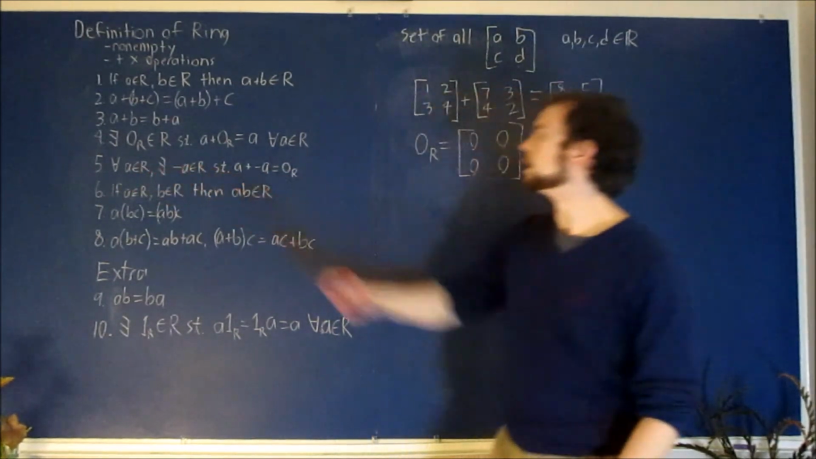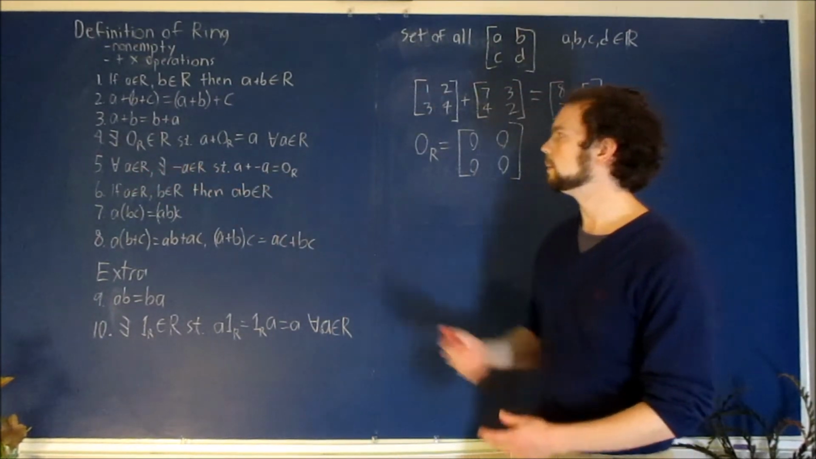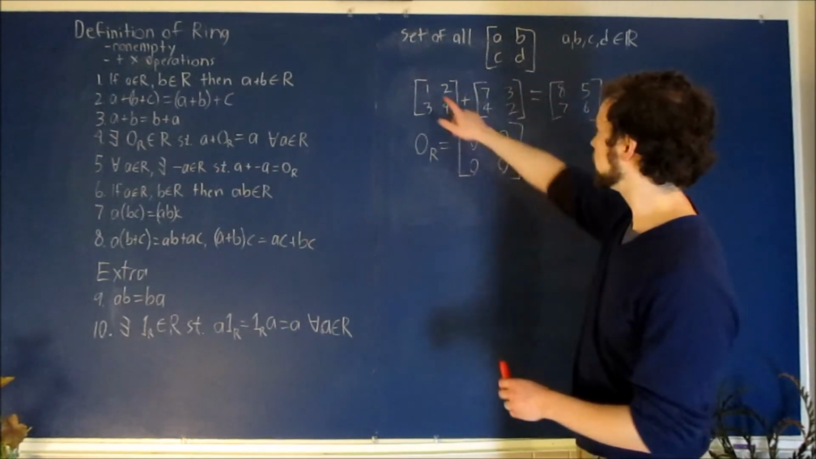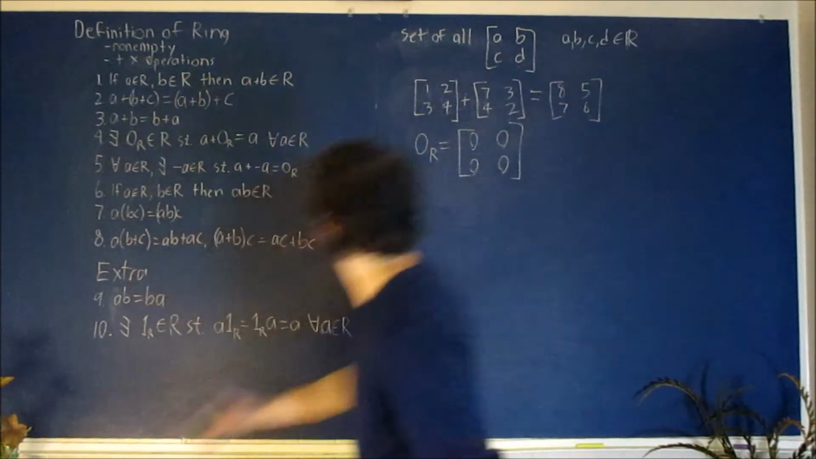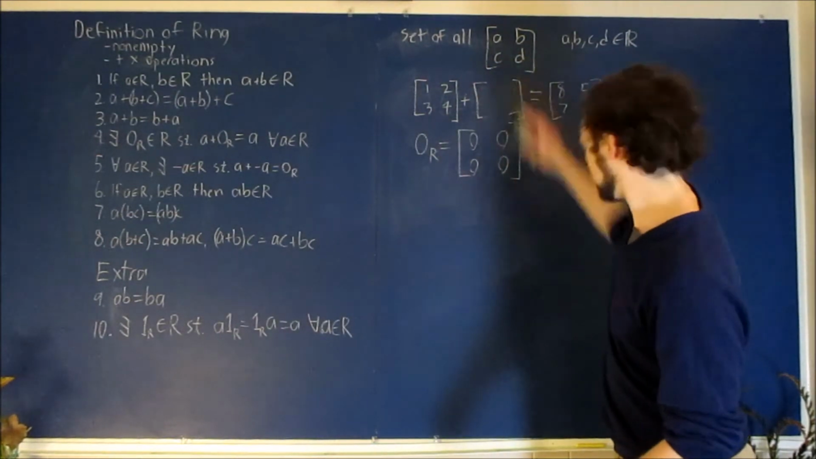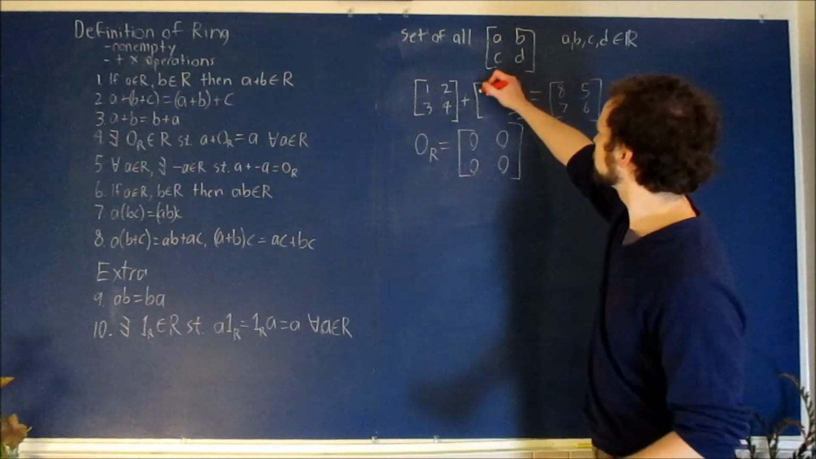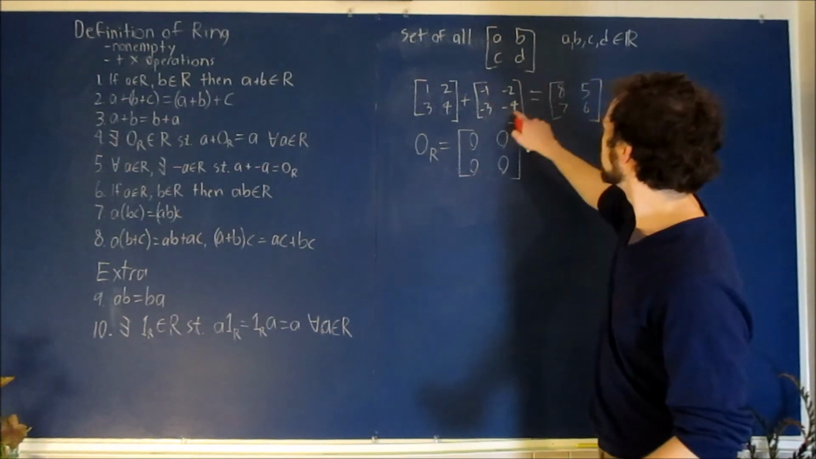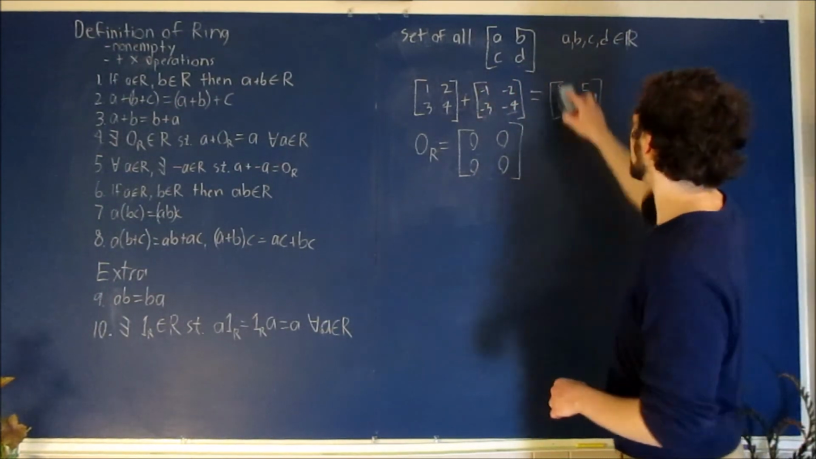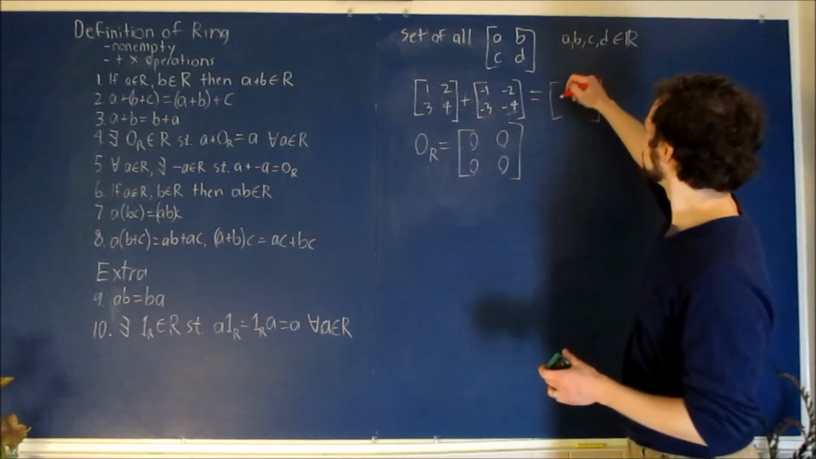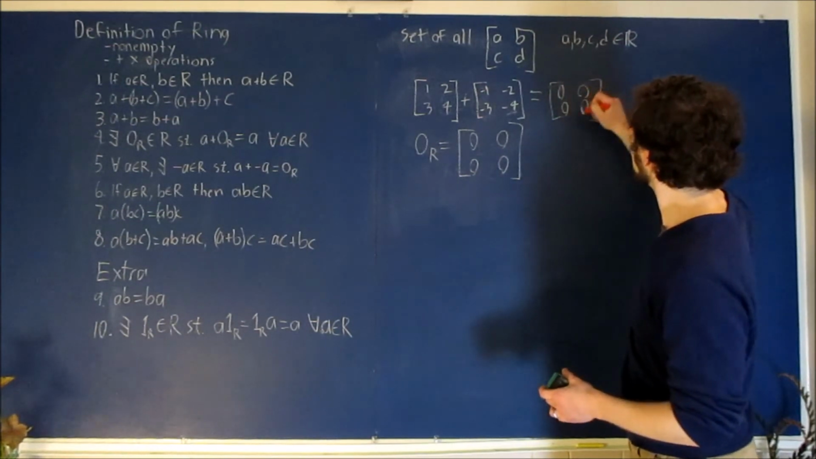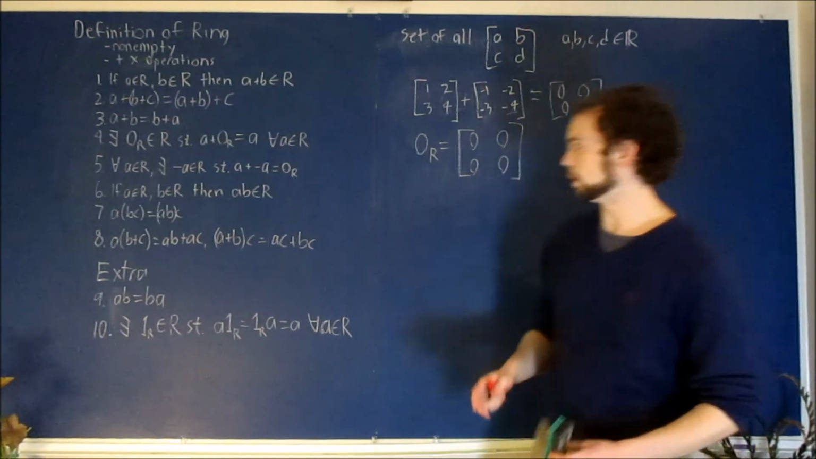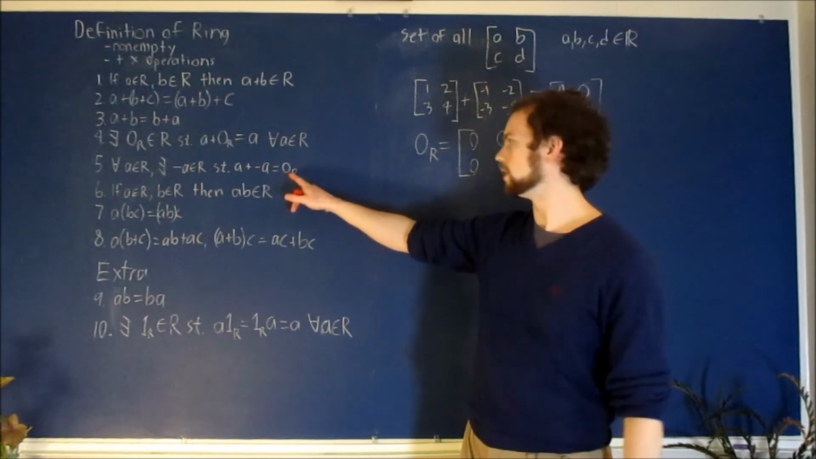Every matrix is going to have an additive inverse. All I would have to do in this case is just make these elements -1, -2, -3, -4. And then when I add these together, I'll get the additive identity matrix. So this is pretty easy to verify.